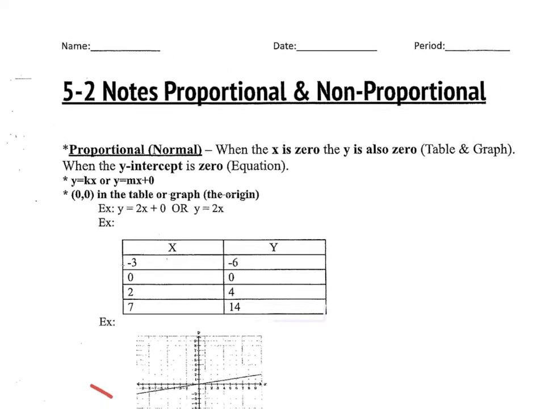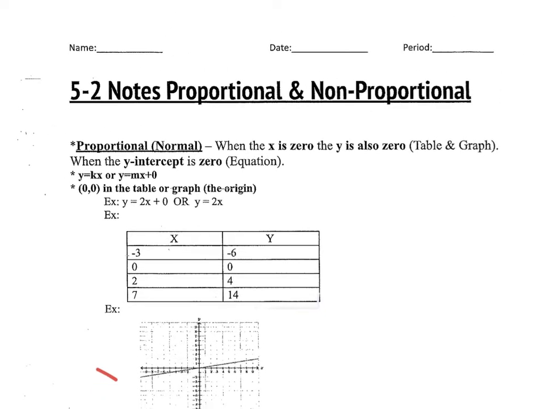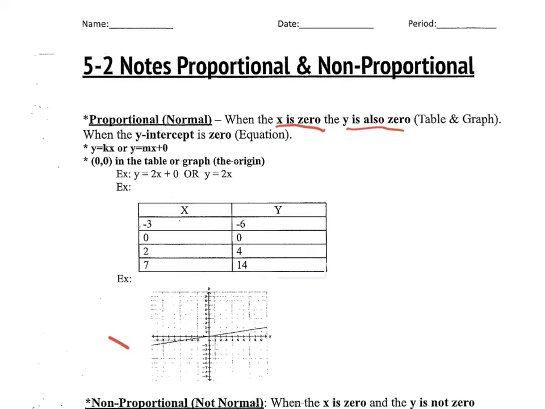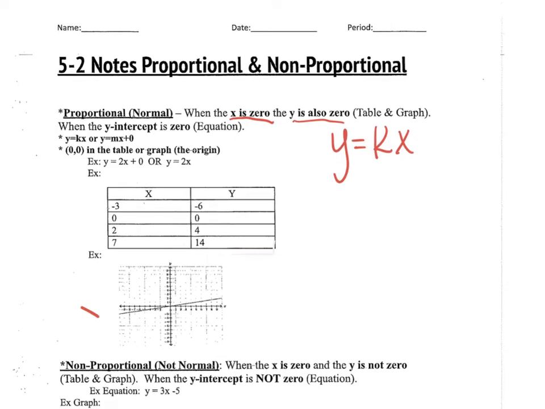Okay. Proportional, non-proportional. A proportional linear relationship is when x is 0 and the y is also 0. So with a table and graph, when the y-intercept is 0. Yesterday we said that the direct variation equation was y equals kx, where there is no b, there's no y-intercept. And I was saying that that is proportional because there's no y-intercept. Okay?